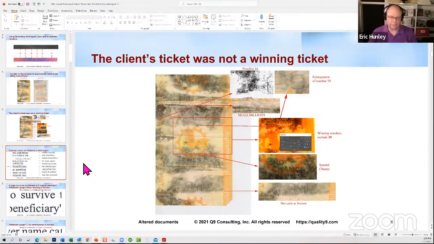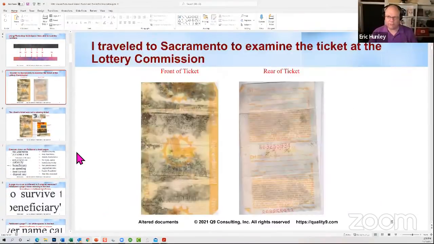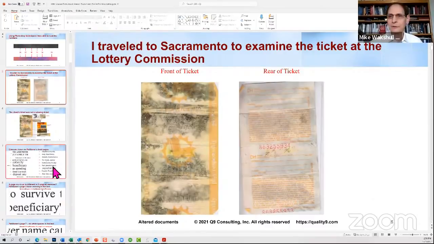No, that makes sense. All you have to do is show one number that didn't exist and you're done. Right, exactly. So did he win the lottery and throw away the wrong ticket? I don't know the answer to that. But I did know that this is not a winning ticket.